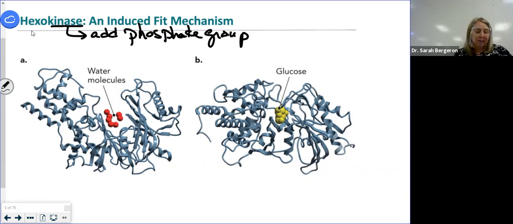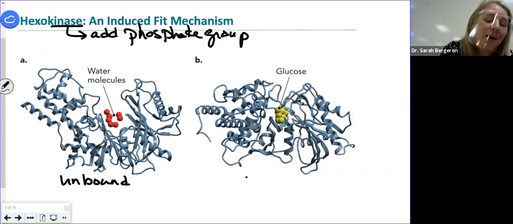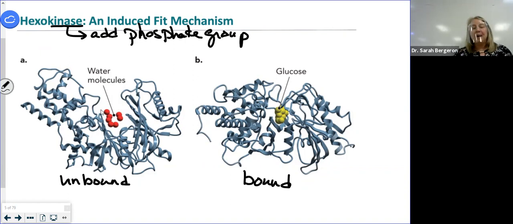So it's really important. If you look in A, this is the unbound state. This is the bound state. In the unbound state, my molecule here is exposed to the solvent. What's my solvent in the cell? Water. Water is the solvent in the cell. So water can enter that enzymatic pocket. And right here is the enzymatic pocket.